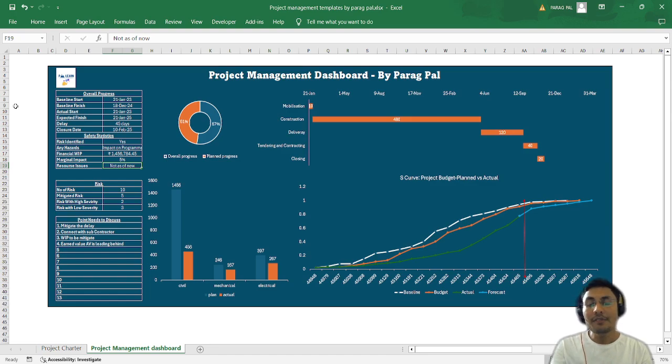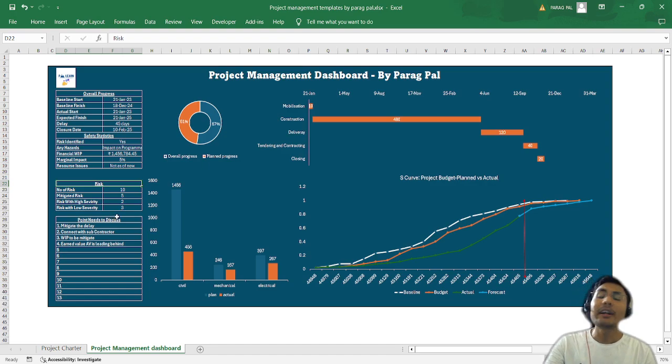Now, if you come further down, you can see risk identification is also mentioned here. How many risks do you have? You identified 10 risks. How many of them are mitigated to date? 5 risks have been mitigated. How many risks have the highest severity? You can see 2 risks have the highest severity across the project during the project review. Is there any risk of low severity? Yes, you have 3 low severity risks.